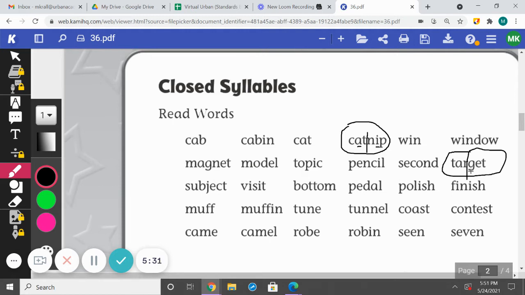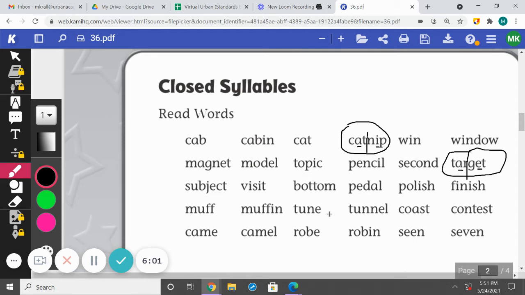Target. So let's look at our vowel in this first syllable, R-A, but it's closed in by that R, right? So we are not going to have a long A sound here. And then if we look at our E in this syllable, it is also closed in. So it's not going to have that long E as well. It's going to be a short E. So this is closed because it's closed in.